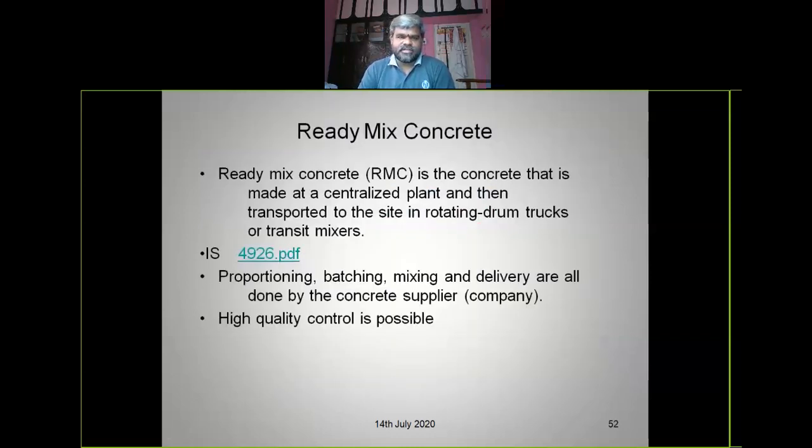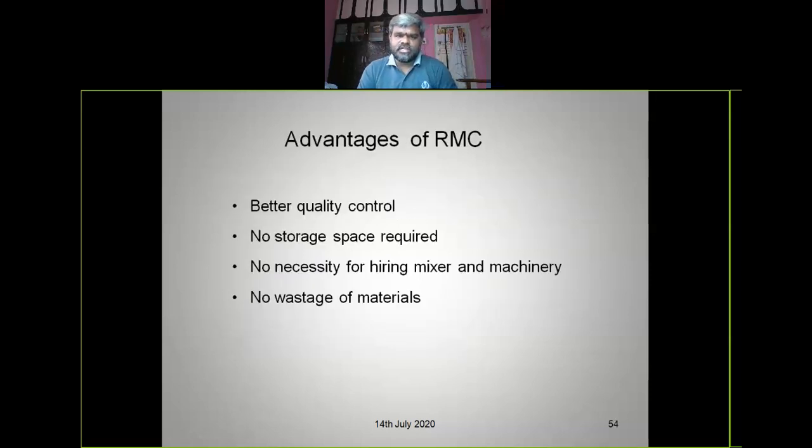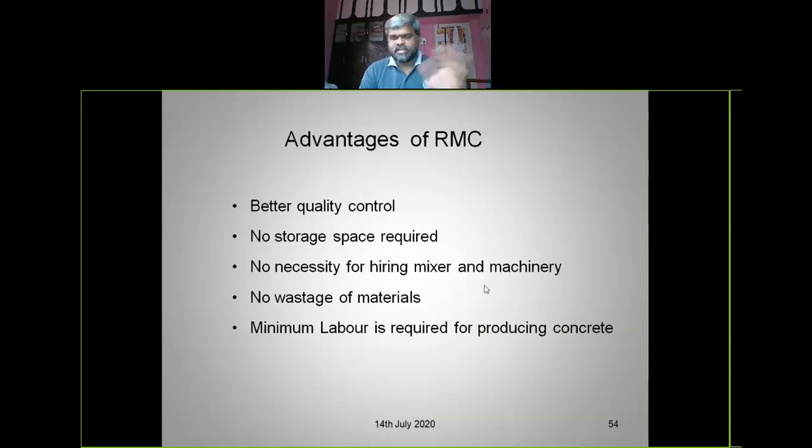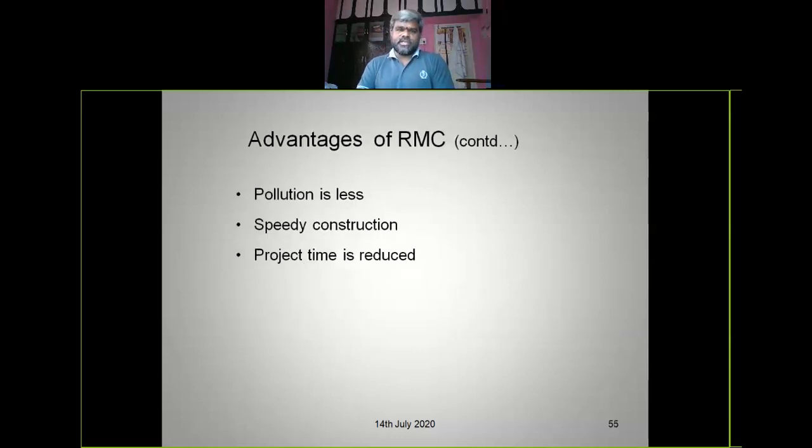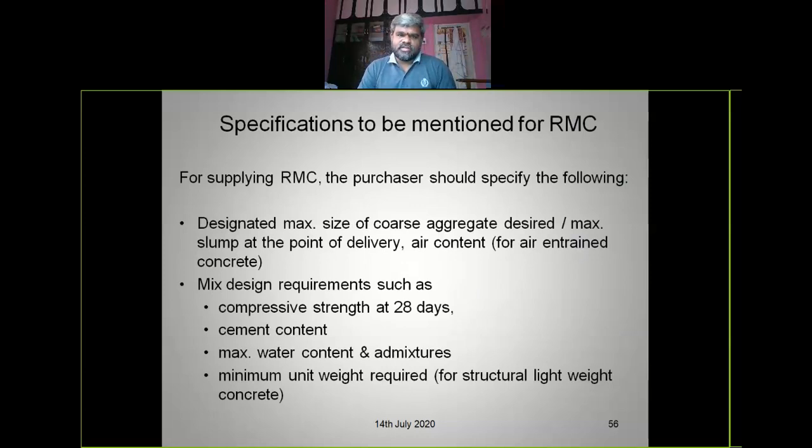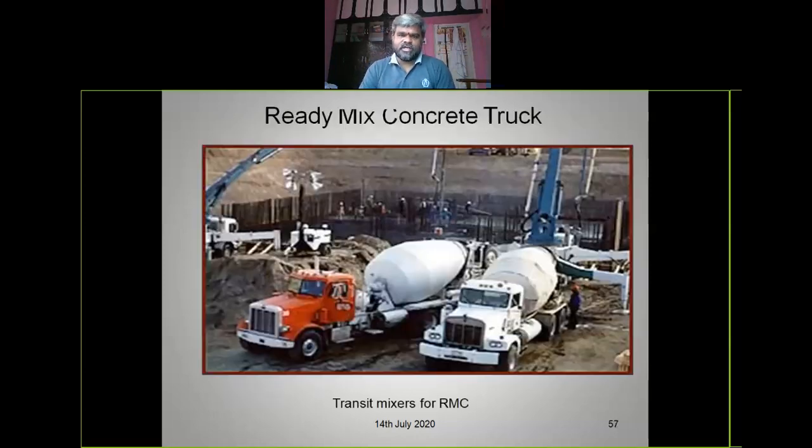Next, ready mix concrete. This is plant mixed concrete. It is specified as per IS 4926. Proportioning, mixing, and everything is done in the plant. It will be supplied to the site. Right. What are the advantages? Better quality of concrete, no storage place required, no necessity of hiring machinery, no wastage of material, minimum labor is required. Concrete can come directly to site and be poured. Right, less pollution. Right, these are the specifications mentioned for RMC.